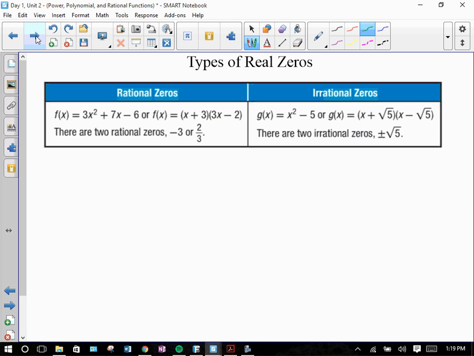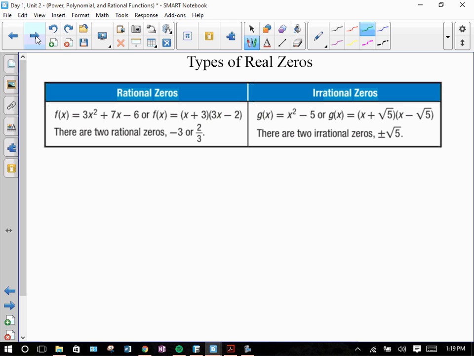Rational zeros are going to be things like -3, 2/3, fractions. Things that you've written as fractions. Irrational zeros are things like plus or minus the square root of 5. The square root of 5 is like 2.2, and it's a bunch of decimals that don't repeat, they go on forever.